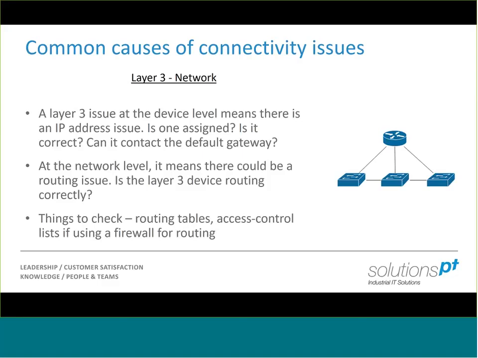And also access control lists. These are things that filter traffic at the IP level, and they could be filtering traffic out between two VLANs and blocking it. So that's something else I'll be checking on the layer 3 device, whether that's your router or your firewall.